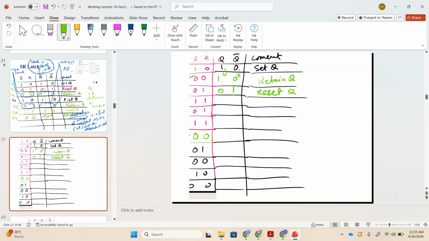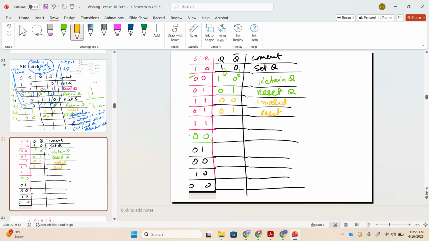I'm giving an opportunity. 0, 0. What's your good name? Mira. Okay, very good. So now we can see here it will be actually 0-0, and we call this an invalid combination. Now it is 0-1. So 0 means we are resetting Q. So the output will be 0 and 1 because we are resetting.